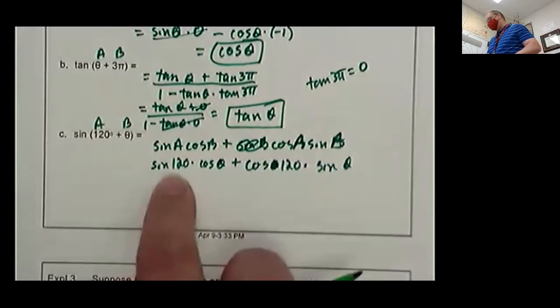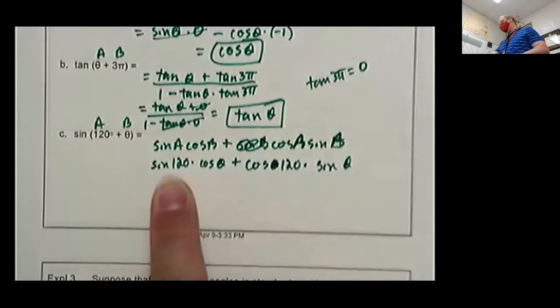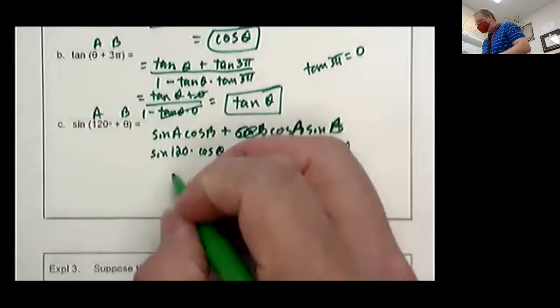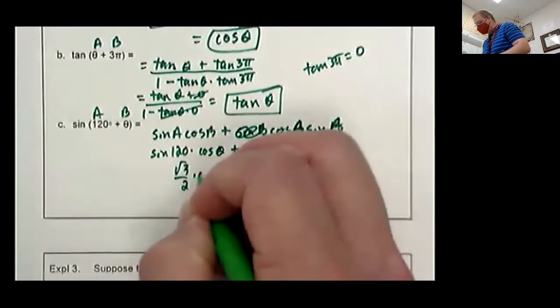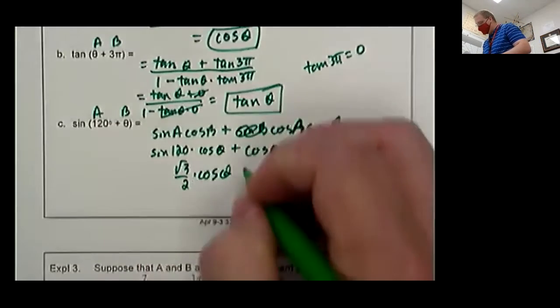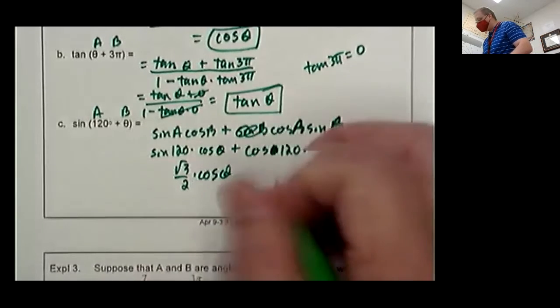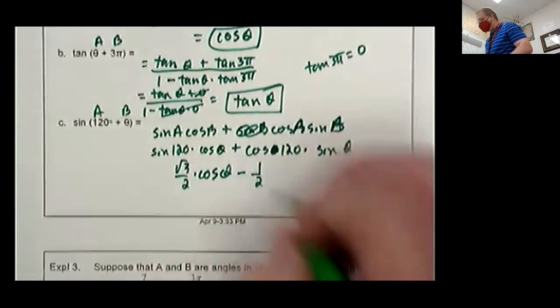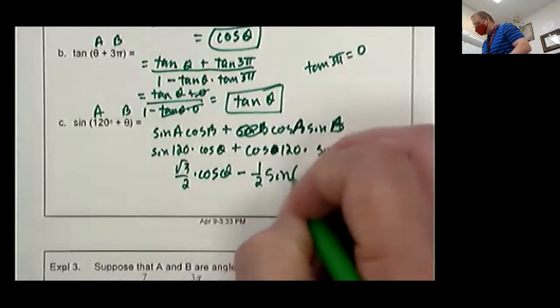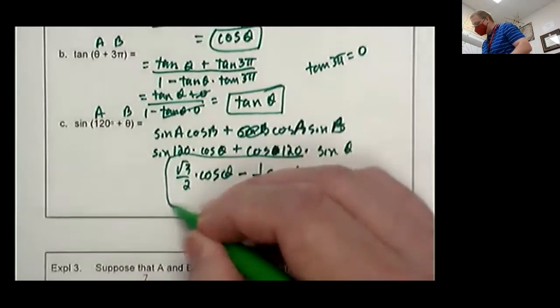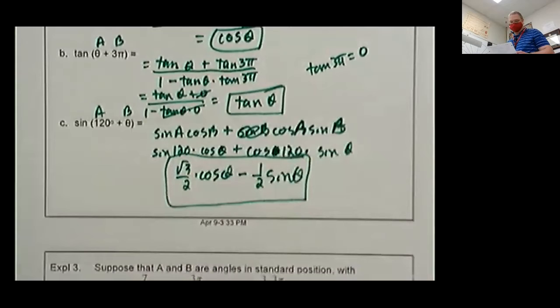Simplify. Sine of 120, reference angle in the second quadrant is 60. Sine of 60 is root 3 over 2, that's positive, times cosine of theta. Cosine of 120 is, again, reference angle 60. Cosine of 60 is 1/2. Second quadrant, though, that's a negative 1/2 times sine of theta. We've simplified as much as possible, so that's our answer.